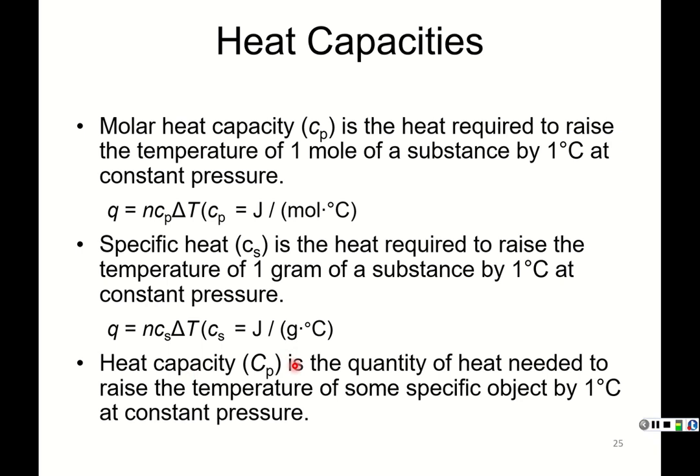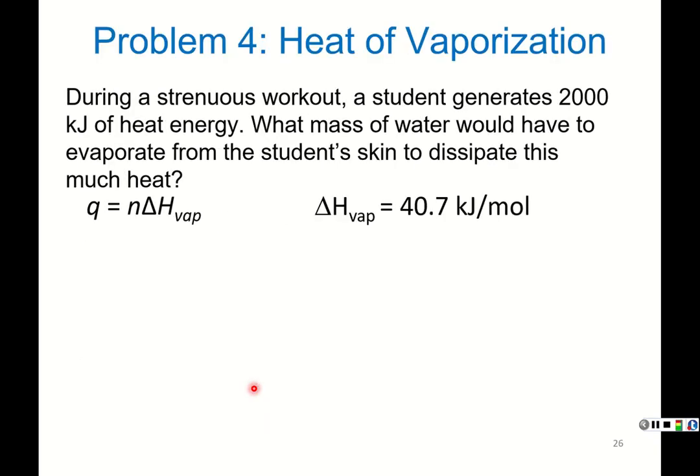Heat capacity with a capital C is usually the heat capacity of an object. When we're talking about this, usually it's a calorimeter. So that's just another thing that would have to be taken into account if you're doing a calorimetry problem. Okay, so let's try some practice problems with these.